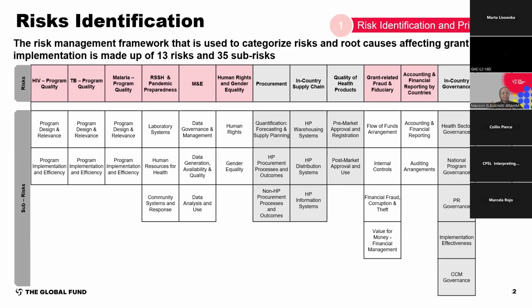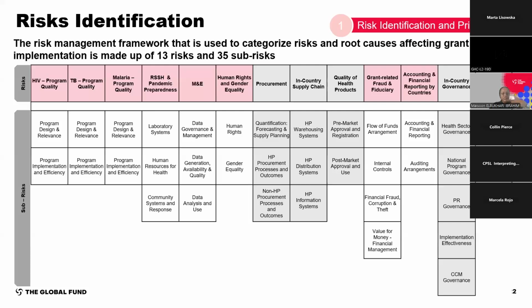And as we discussed earlier, the second line of defense had developed clear guidance on how to rate each sub-risk from low to very high. And the aim is to ensure consistency when we are rating the risk. So we follow a risk rating guidance, and we apply the same criteria when rating sub-risks across the grants. And you can see how these risks and sub-risks are connected in this diagram in front of you.